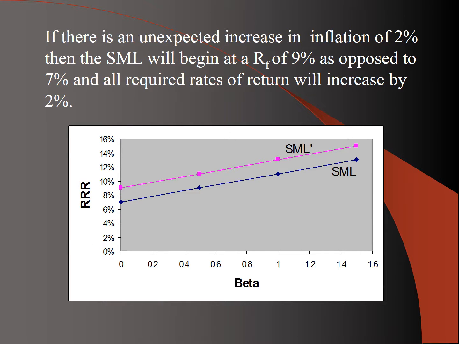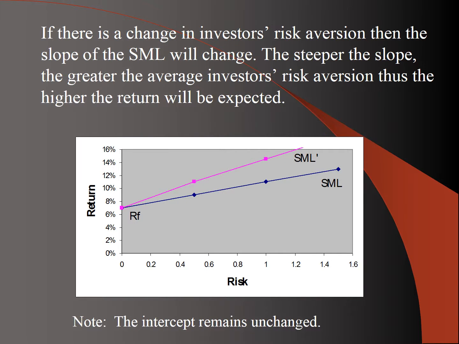The second thing that changes the security market line is a change in investors' risk aversion. An increase in investors' risk aversion means they are more averse to risk right now, and so in order to entice them to invest, you're going to have to offer them a much higher risk premium. The riskier the asset, the larger that risk premium has to be in order to entice people to invest.